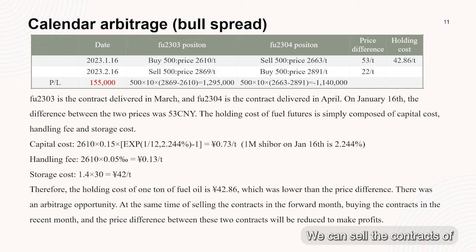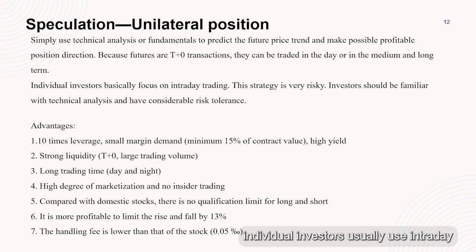We can sell the contracts of the forward months and buy the same amount of contracts of the recent months to make an arbitrage. Conversely, if the price difference between adjacent 2 months contracts is less than the holding cost, we can buy the contracts of the forward months and sell the same amount of contracts of the recent months to make an arbitrage.